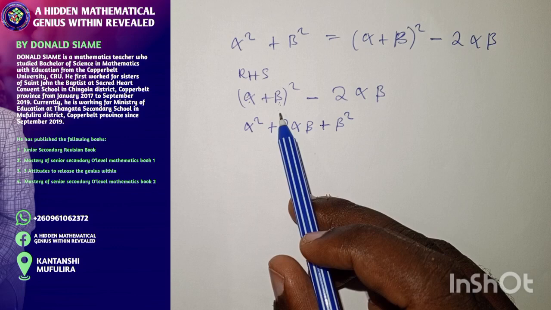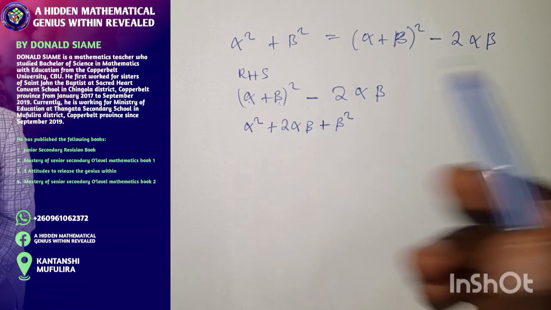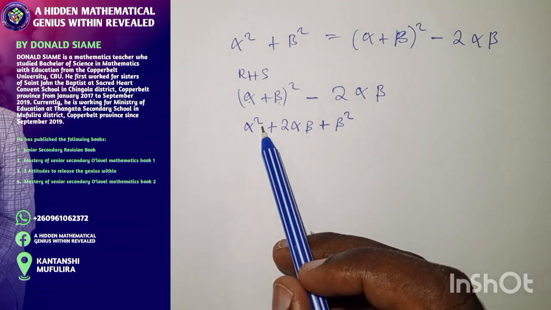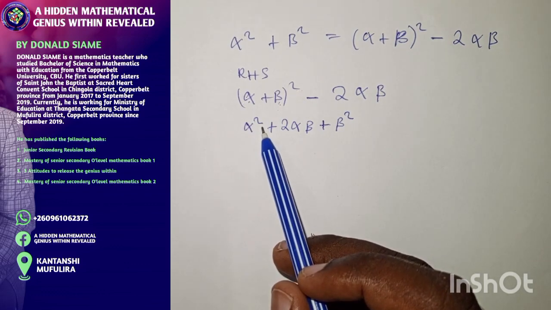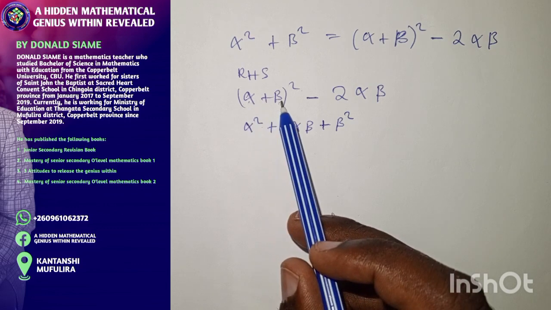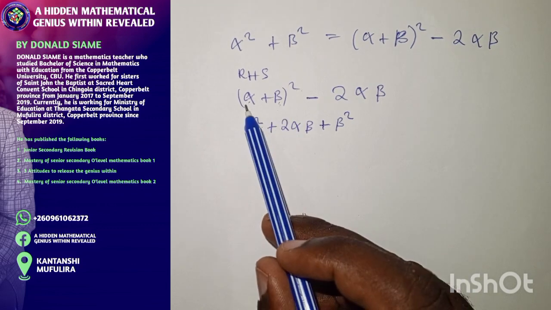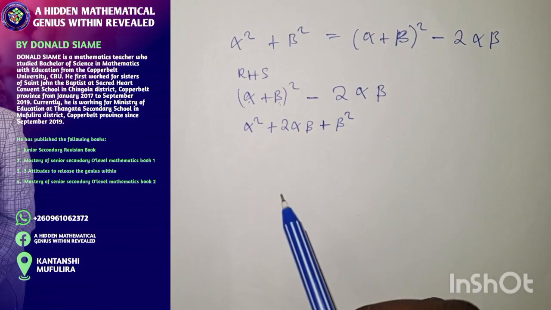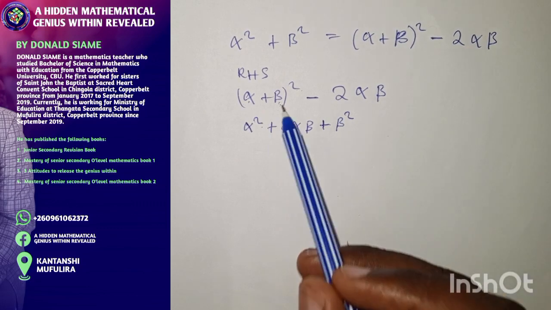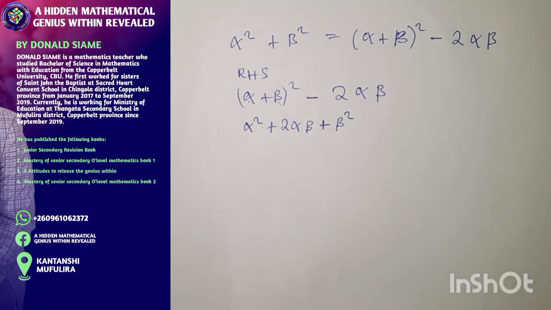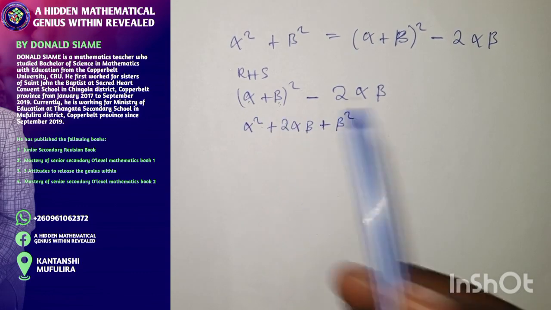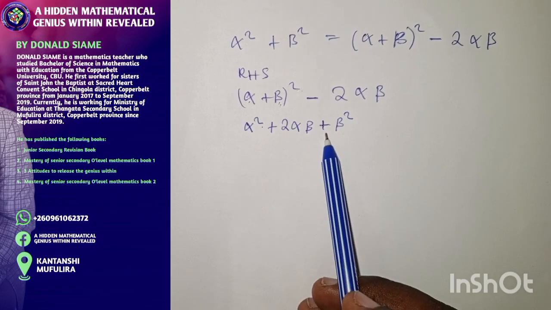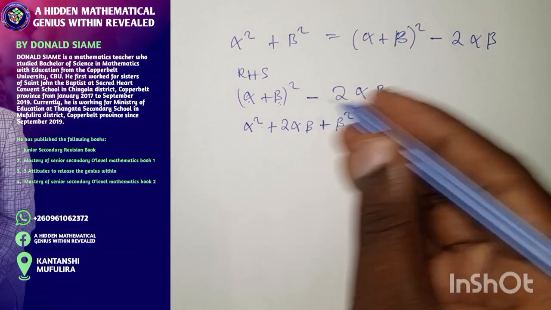Let me just run you through again. First thing, you square the first term, that is alpha squared. Second step, it is the product of the first and the second term, so alpha times beta, then times 2. So you get 2 alpha beta. Lastly, you square the last term. So the square of alpha plus beta gives you alpha squared plus 2 alpha beta plus beta squared. Then here we have minus 2 alpha beta.